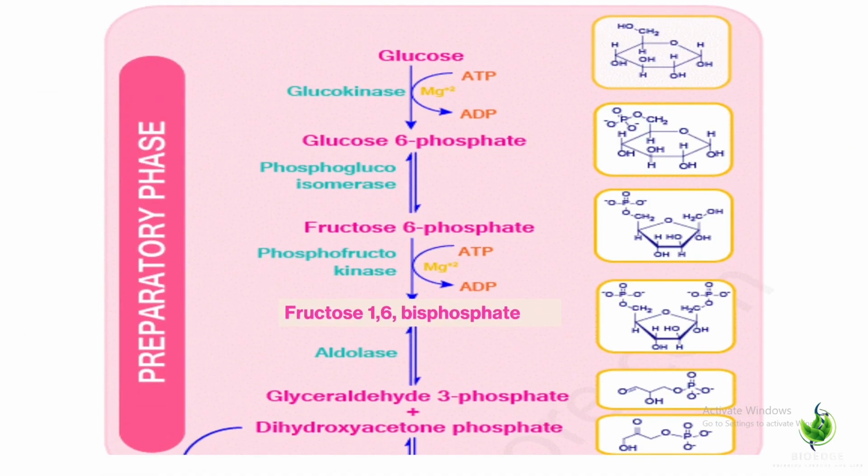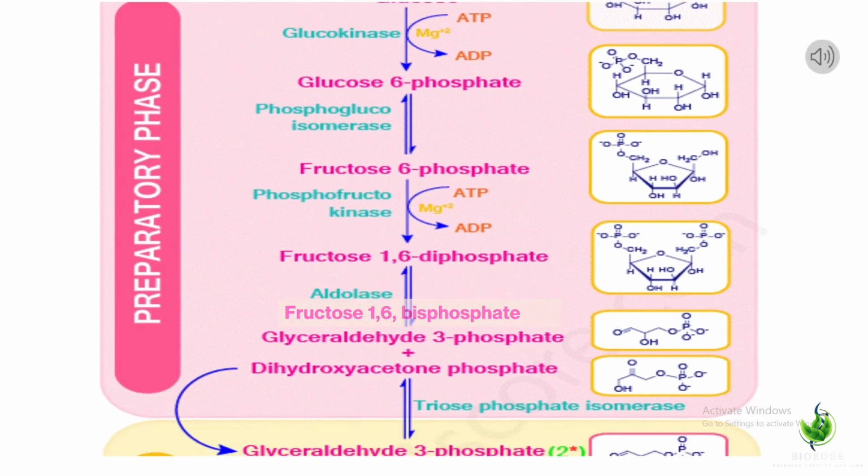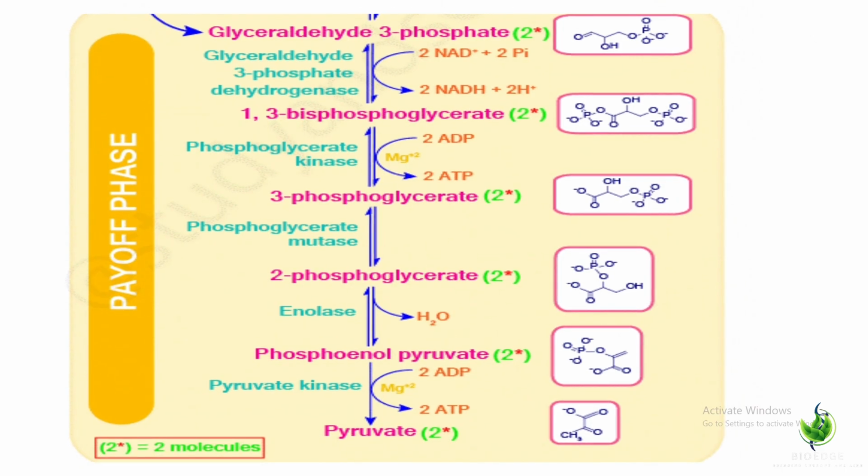To be concise, glycolysis can be defined as a sequence of reactions converting one molecule of glucose into two molecules of pyruvate, with the production of two molecules of ATP and two molecules of NADH.